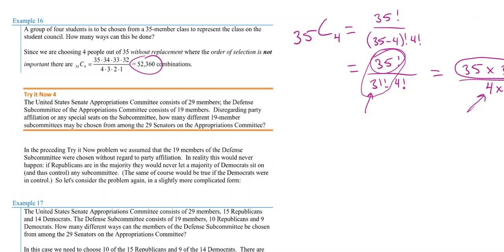Try it now for this one. It says the United States Senate Appropriations Committee consists of 29 members. The Defense Subcommittee of the Appropriations Committee consists of 19 members. Disregarding party affiliation or any special seats on the subcommittee, how many different 19-member subcommittees may be chosen from among the 29 senators on the Appropriations Committee? Okay, really what we've got going on here is that of the 29 Appropriations Committee members, we're going to choose 19 for our subcommittee. And that's it.